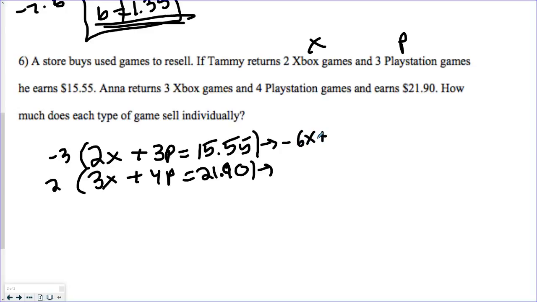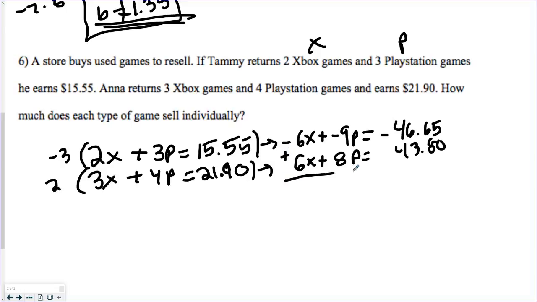Plus negative 3 times 3 is going to give me negative 9p. And then 15.55 times negative 3 will give me negative 46.65. And then you're going to multiply the bottom one by 2. So 2 times 3x is 6x. 2 times 4p is 8p. And then 2 times 21.9, again, make sure you multiply those end ones, is going to give me 43.80.